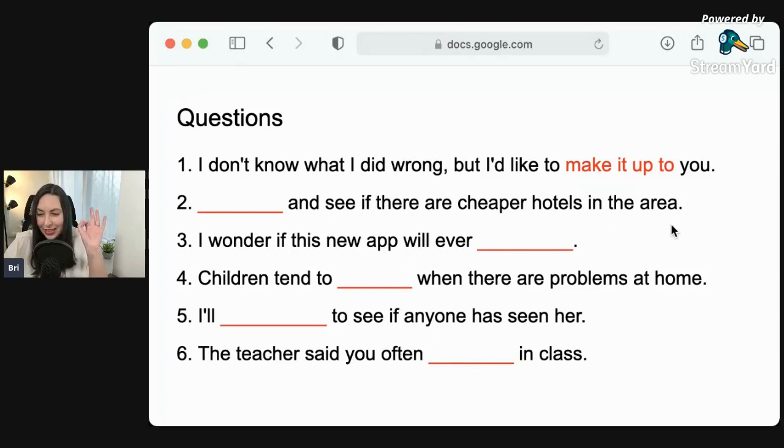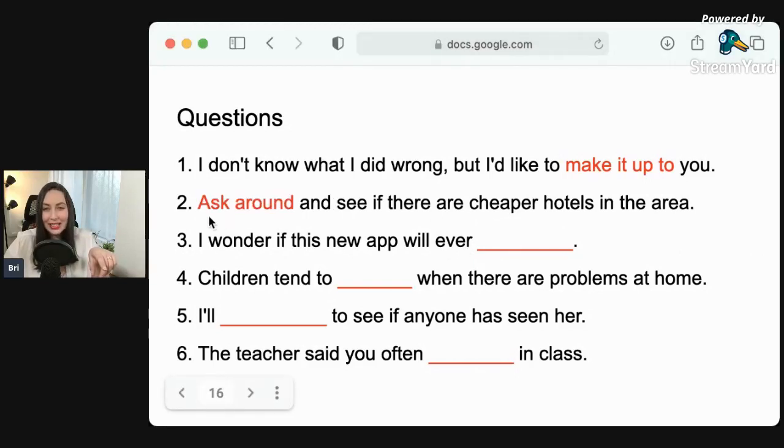Oh, very good. Oh, this is good, I see a lot of correct answers. Before we get to the answer, I want to answer one question. Maybe I'll do it after we answer this one. Okay, so the correct answer is ask around, ask around. So ask around and see if there are cheaper hotels in the area.